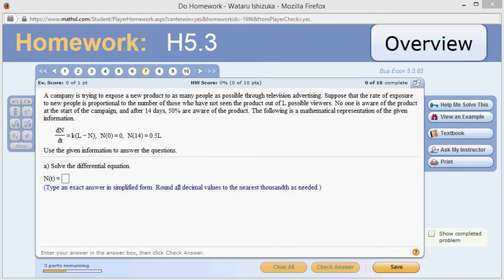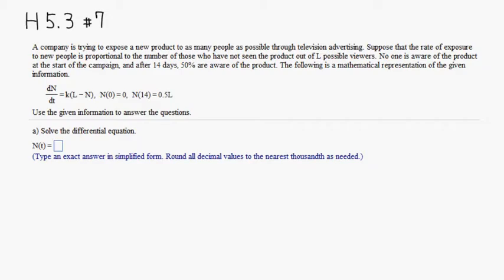Okay, let's look at homework 5.3, problem number 7. If you look at this differential equation here, this looks familiar, right? Actually, including that one, so initial condition. So this is the limited growth model.